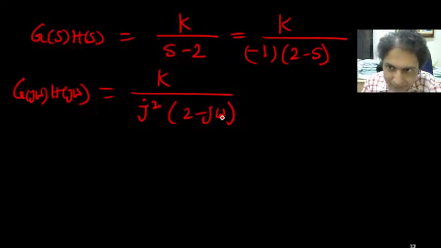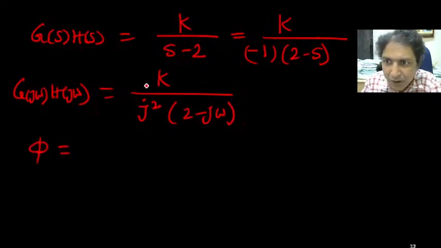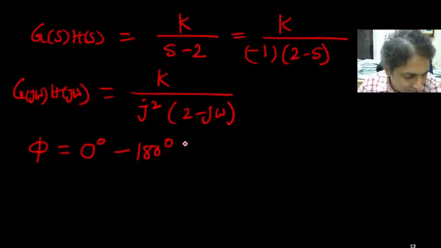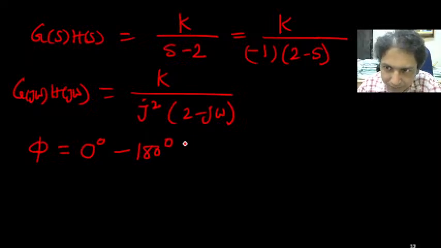Is it correct? So what is the phase? The numerator has no zeros, so they will not contribute anything, so 0 degree. So k will provide only 0 degree. J square: 1j is 90 degree, 2 j square means 2 times, so minus 180 degree. And for a pole it is minus angle. It is minus 180 degree for j square, 1 upon j square.